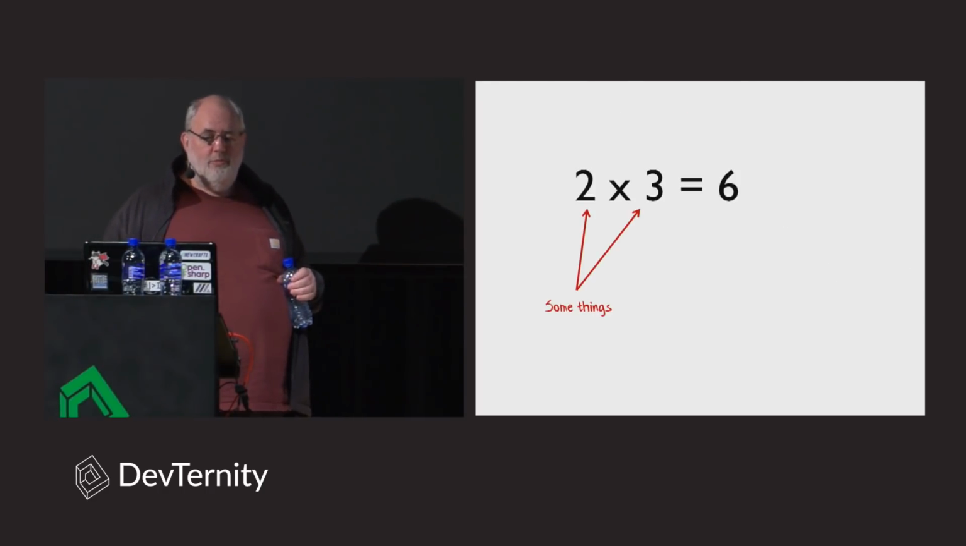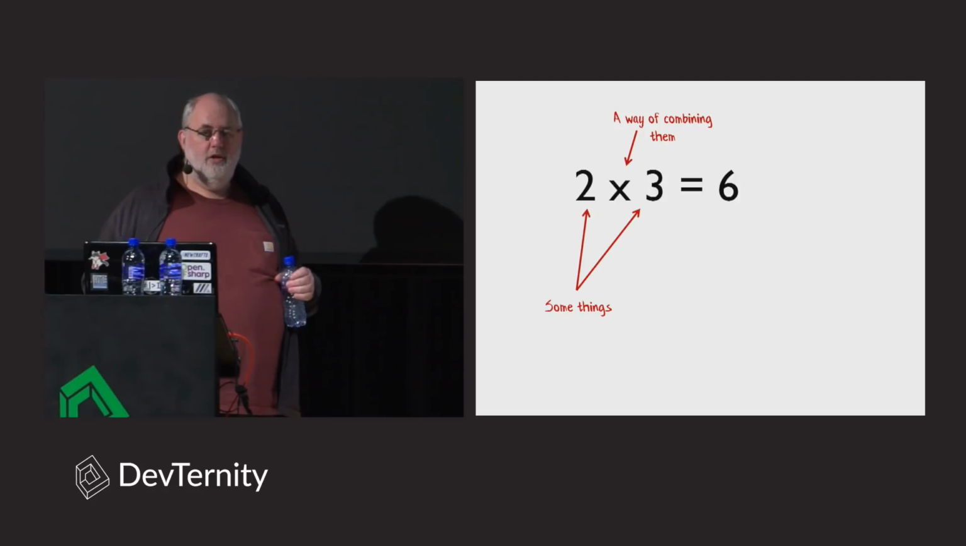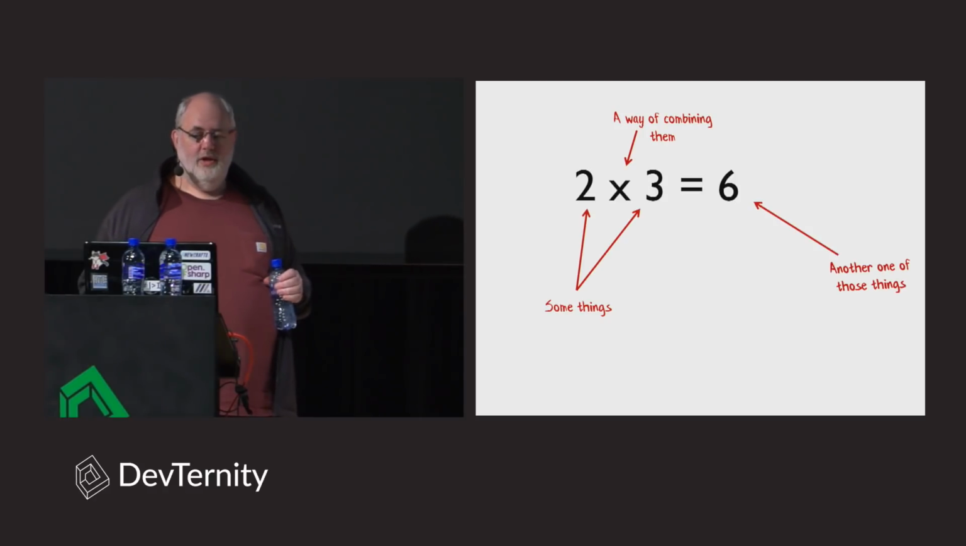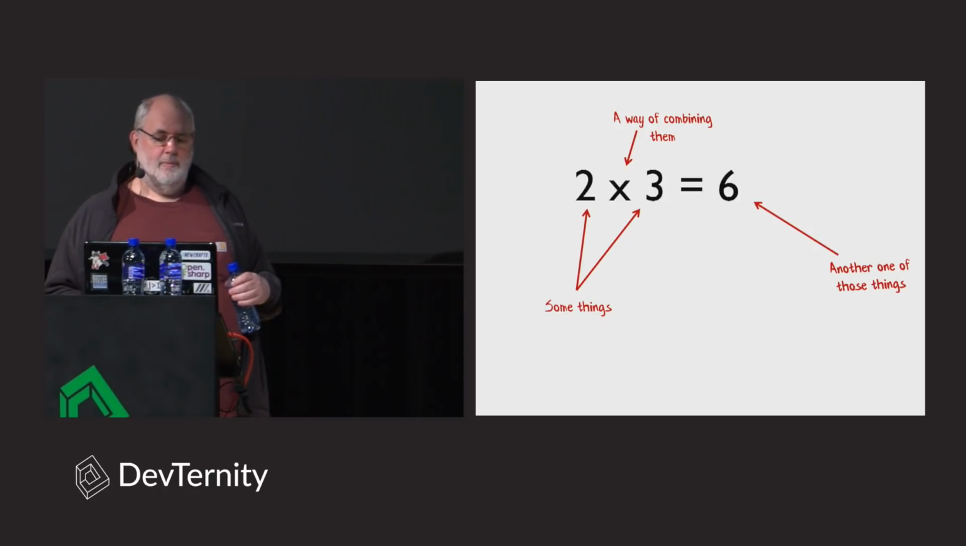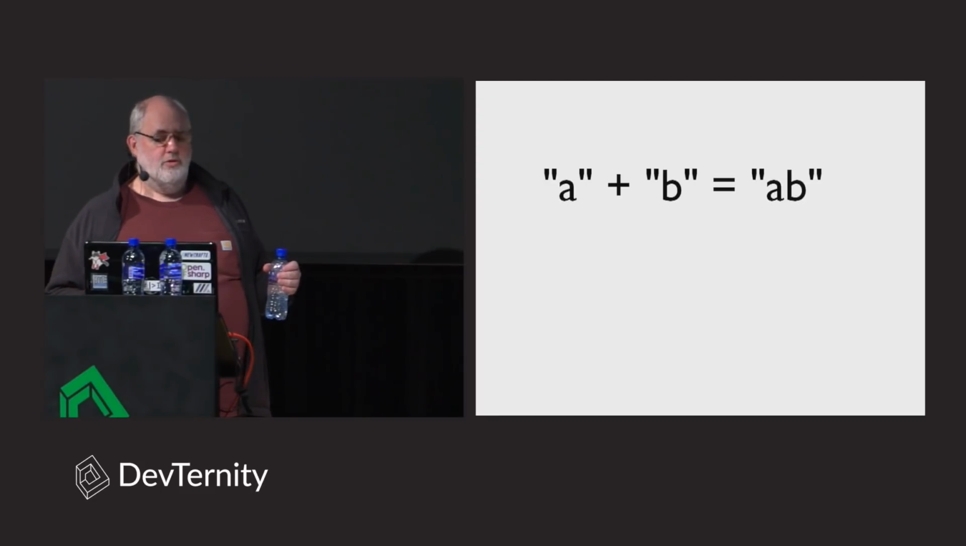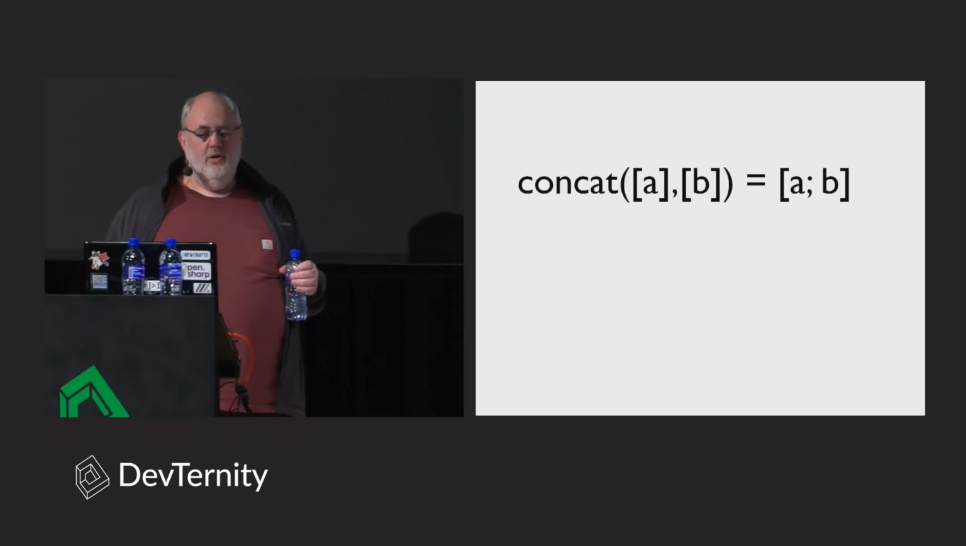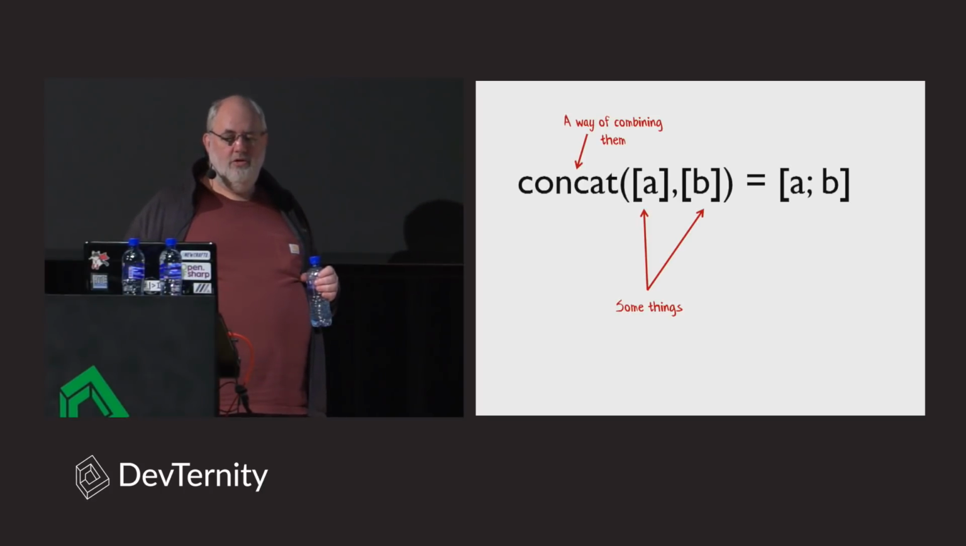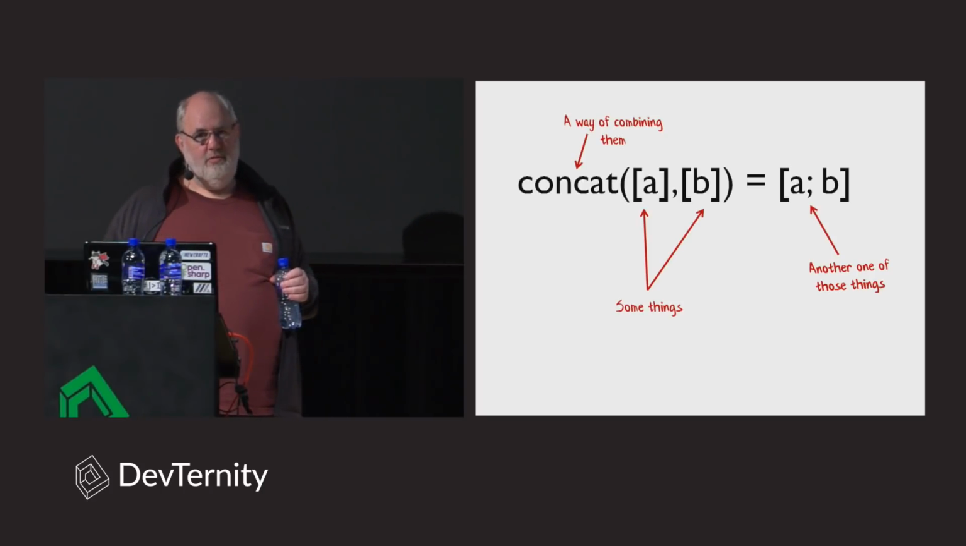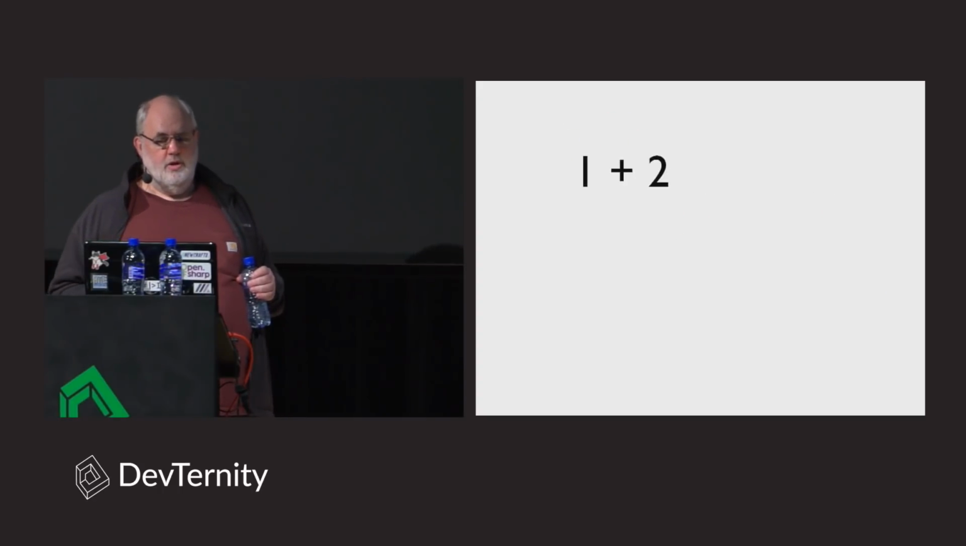And that works for lots of other things. We can do the same thing for multiplication. We start with 2 things. We've got some way of combining them. We get another one of the same kind of thing. Or let's say strings. We've got 2 strings. We've got some way of combining them. We get another string. We've got 2 lists. We've got some way of combining them. We get another list. Okay? So that's the basic concept.